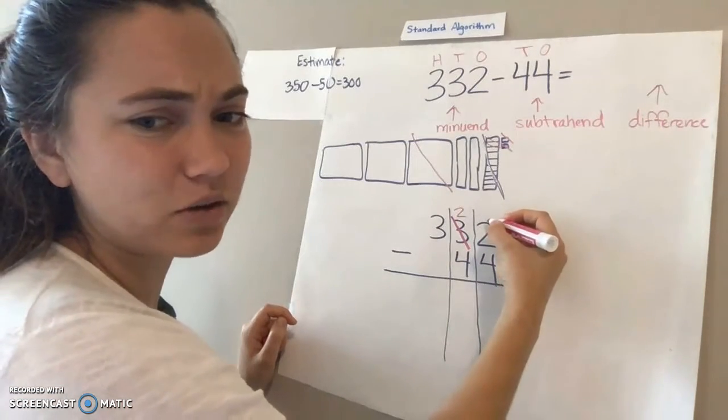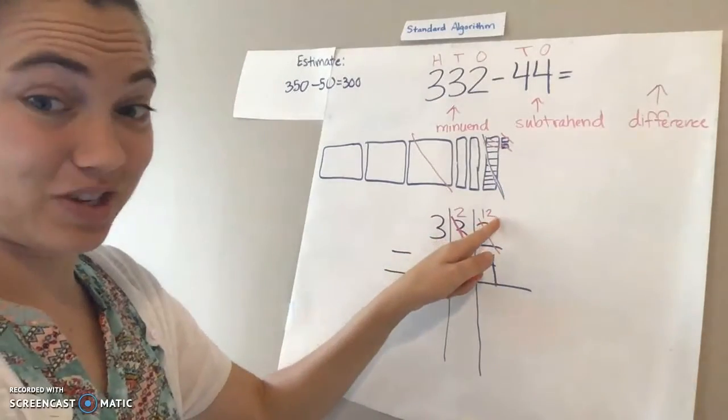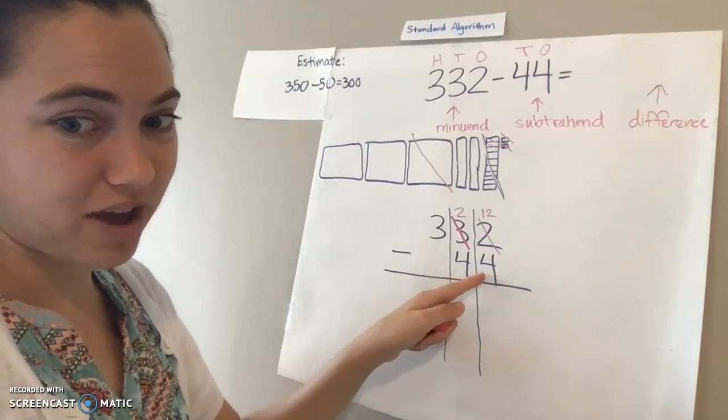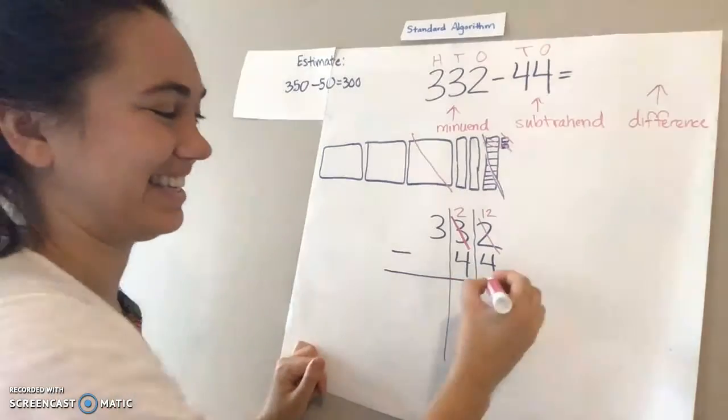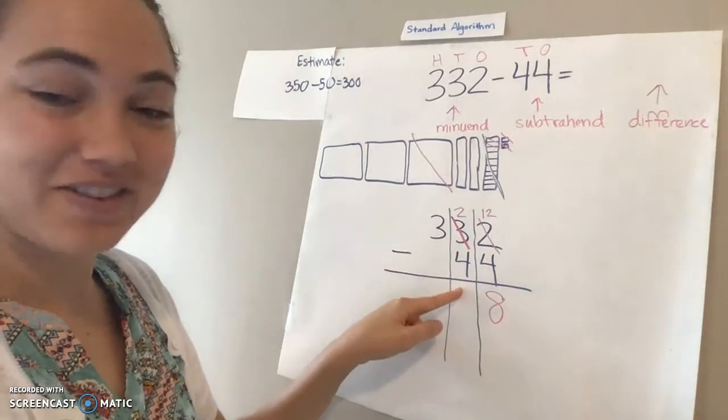We're adding a 10, so 2 plus 10 is 12. Can I do 12 take away 4? Yes. Okay, let's move on to our tens column.